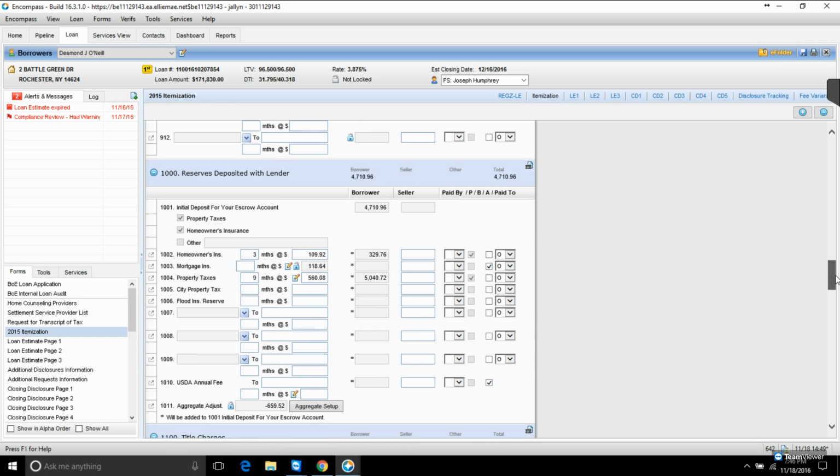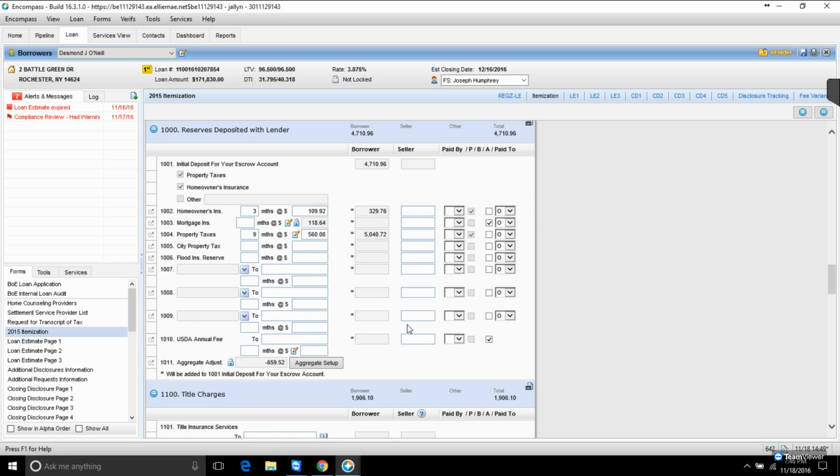I'm just making sure everything's accounted for. Now it's got 9 months of property taxes in escrow here, line 1004. 9 months now in New York. If this had a 2 in here, I would have known that the loan officer was probably estimating way low, because in New York and Pennsylvania, there should be probably anywhere from about 9 to 13 months' worth of property taxes being collected. And that's something we have to look out for.